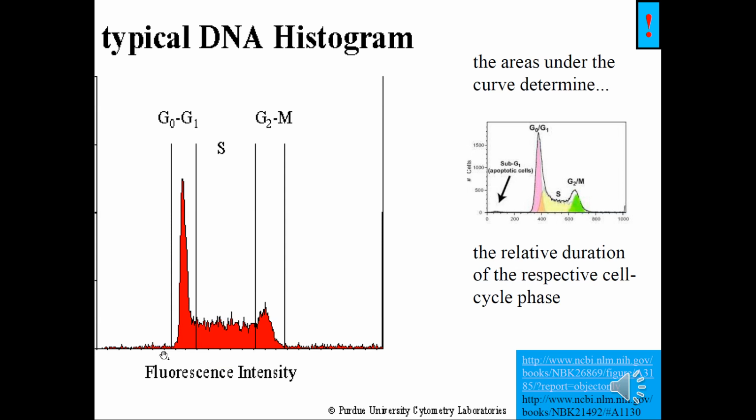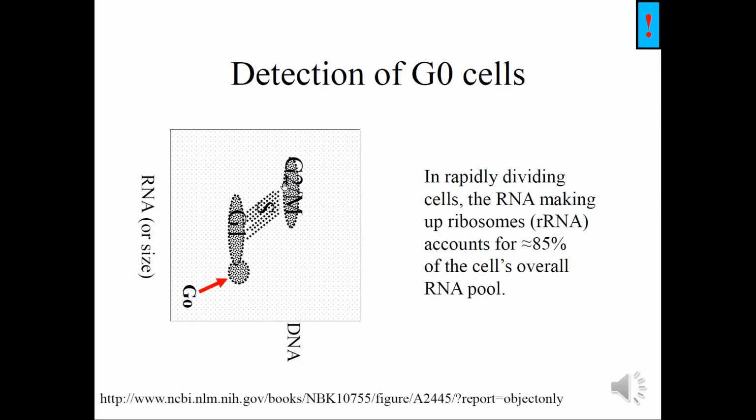Again, making the case that the S phase has the highest duration, around 7 hours. So this is actually something we already discussed: how to detect cells in G0. Here it says in rapidly dividing cells, the RNA making up ribosomes accounts for almost 85% of the cell's overall RNA pool, which means the opposite is also correct: in cells that are not rapidly dividing, the RNA content is very low, which is something we discussed. In cells in G0, the total RNA content is way lower than in cells in other stages.